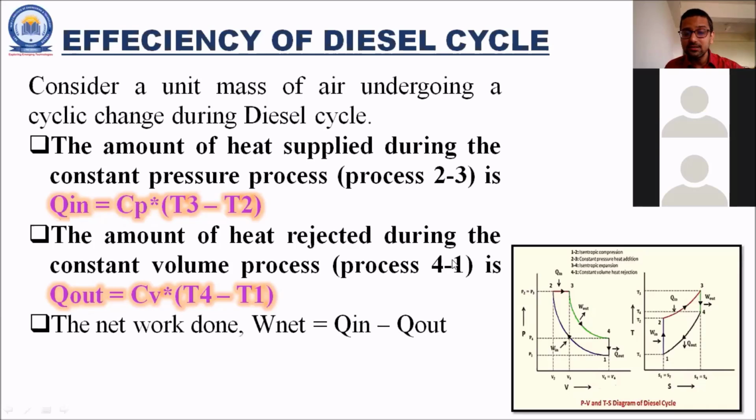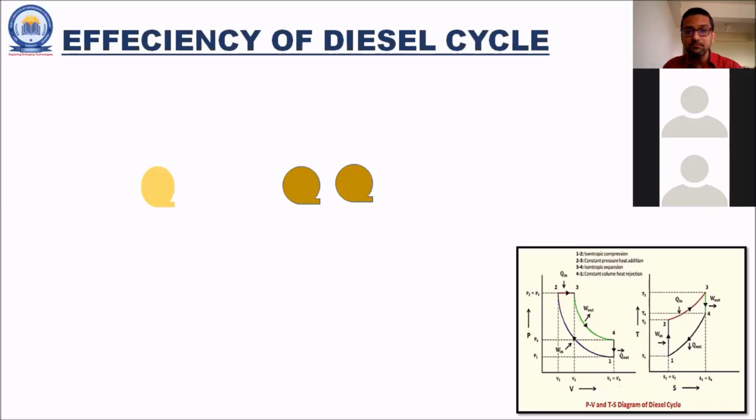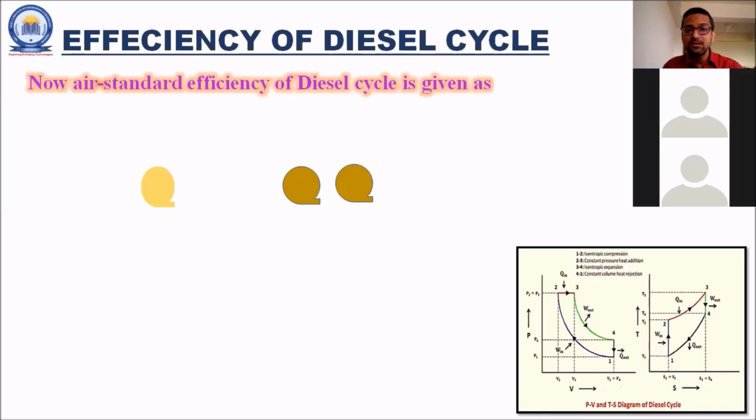Now the net work done, that is W net, is equal to Q in minus Q out. So substituting the values of Q in and Q out, I am getting W net is equal to Cp (T3 minus T2) minus Cv (T4 minus T1). I hope you are understanding the points. You are writing down the equations in your notebooks. Let us proceed further with the next step.